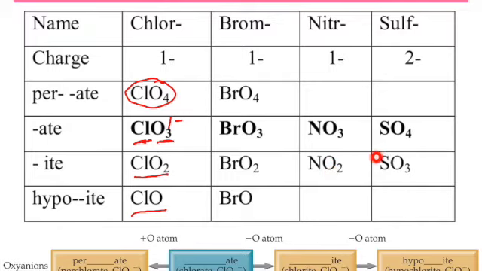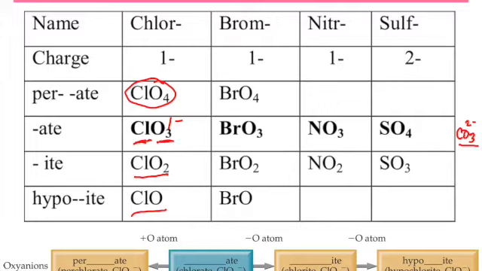Not all atoms have all of these available. Nitrate and nitrite are the only ones found. Sulfate and sulfite are the only ones found. And then you may have something like carbonate. Okay, that's a minus 2. There is no carbonite. But this is the one that is found most often in nature. And so that's the carbonate.